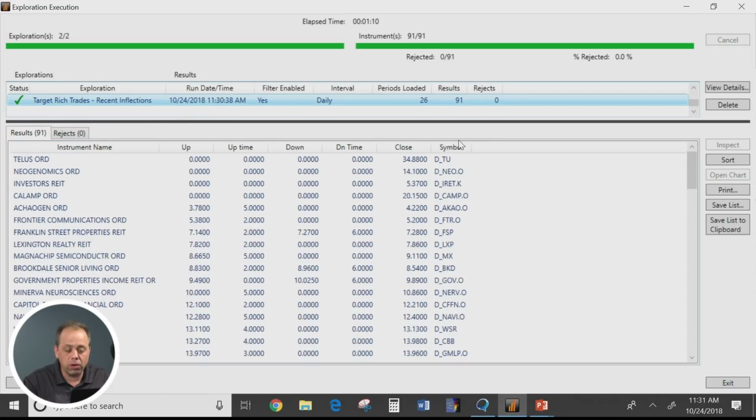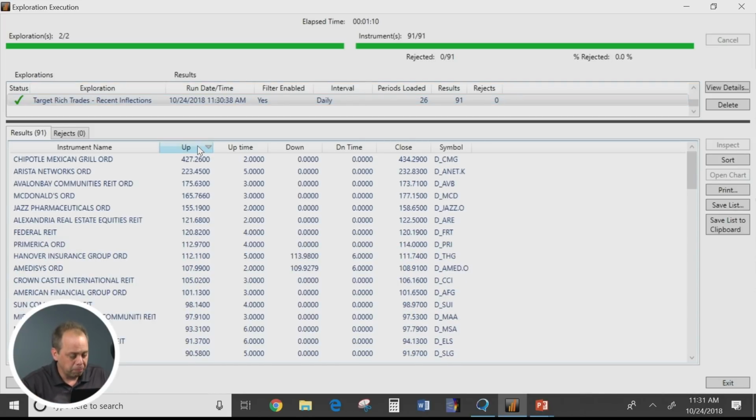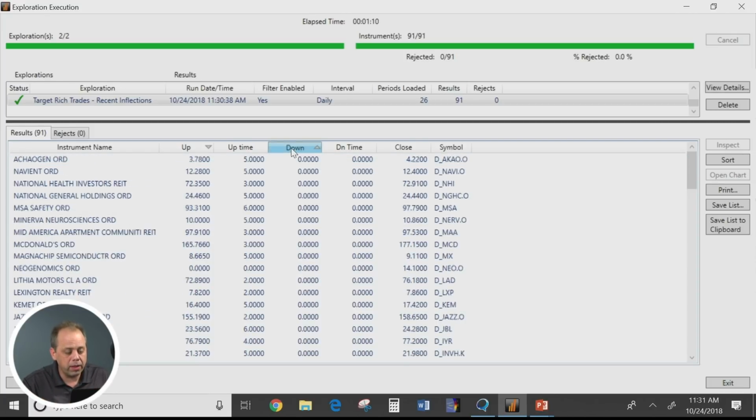What we did is we took those 91 results, and then we ranked them based on how much they were up or down from a recent inflection point. If I wanted to sort this based on how much something was up, maybe I want to look for something that's running up right now, I can sort this. This is actually up about 427 over 2 bars of data. Or maybe I'm looking for stocks that are bouncing off of a support area. In that case, I could look at the down number.